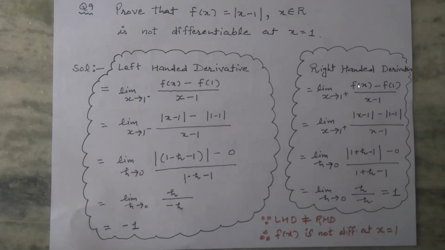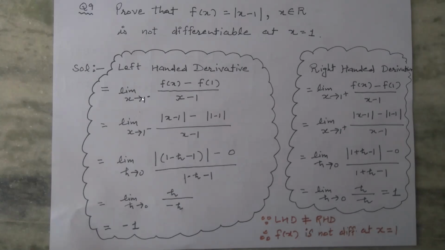But in case of the right-handed derivative, we put the value of x equal to 1 plus h. So 1 plus h minus 1, minus 0, upon 1 plus h minus 1. So the answer is h. h upon h, this is 1. The left-handed derivative result is minus 1, the right-handed derivative result is plus 1. So they are not equal. Not equal means f of x is not differentiable at x equal to 1.